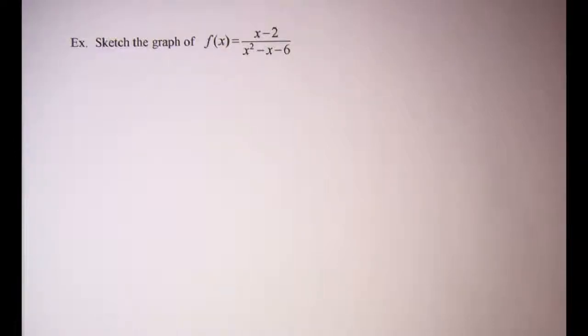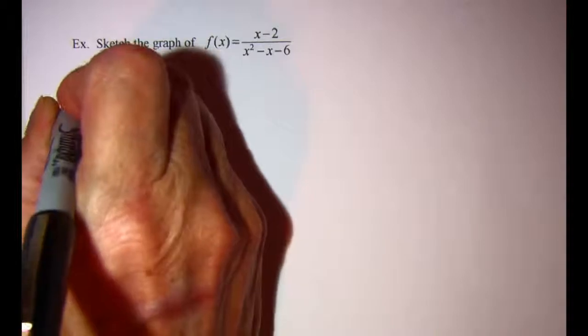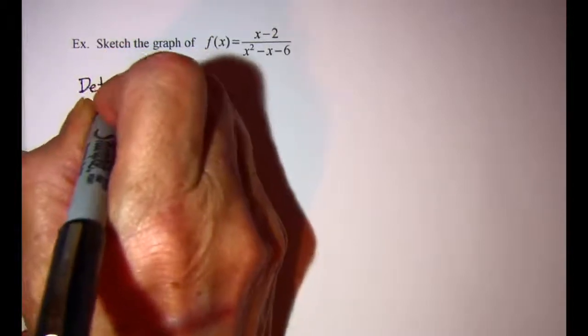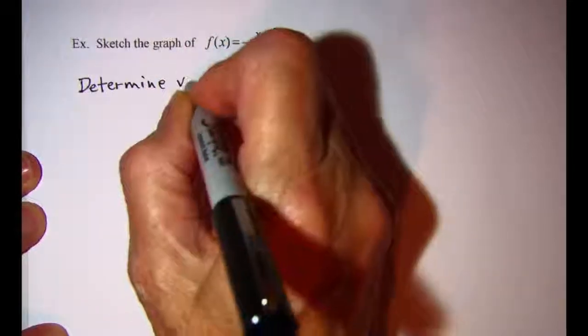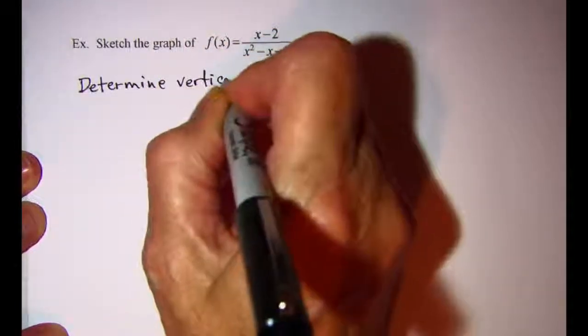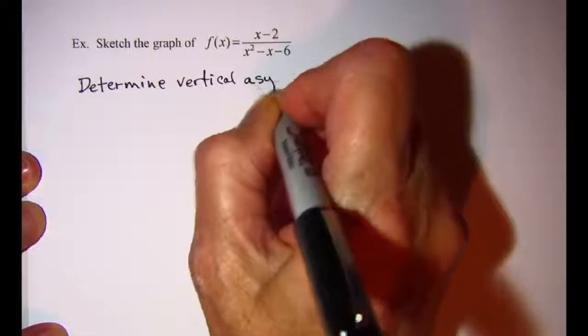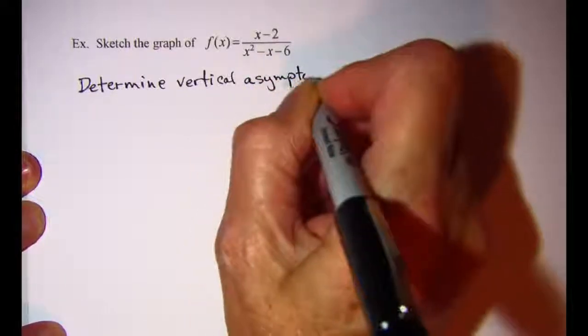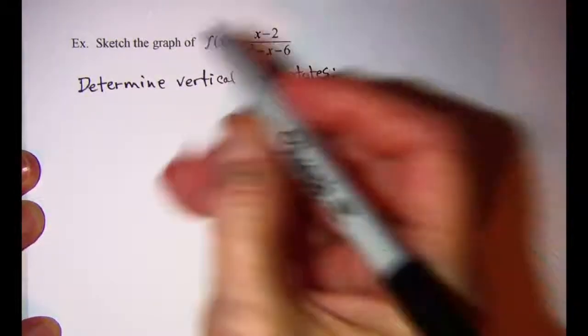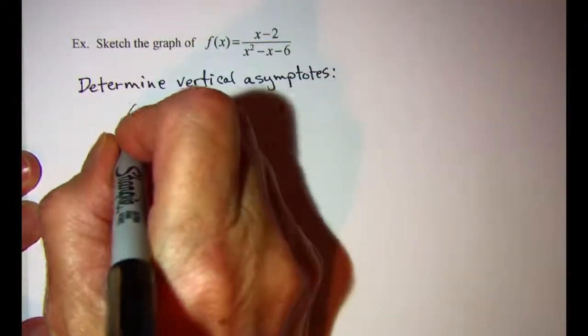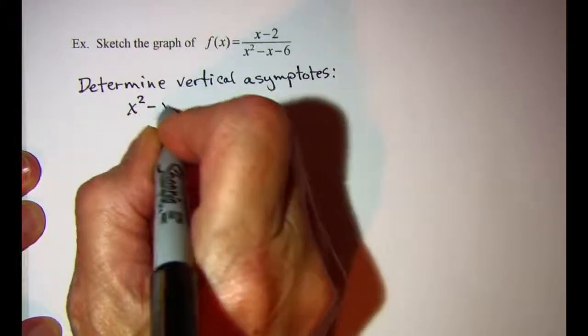In this video, we'll be graphing a rational function. Our first step is to determine the vertical asymptotes. Those occur when the denominator is equal to 0. So we set the denominator equal to 0.